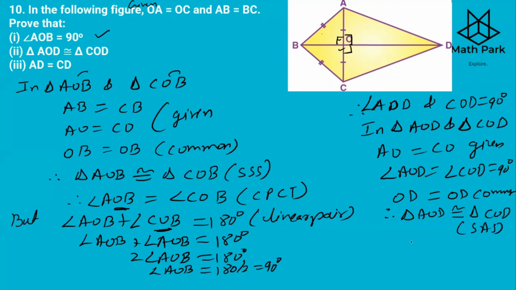And the triangles are congruent. You get AD is equal to CD by CPCT. And this is the third part. Got it? Understood, all of you?